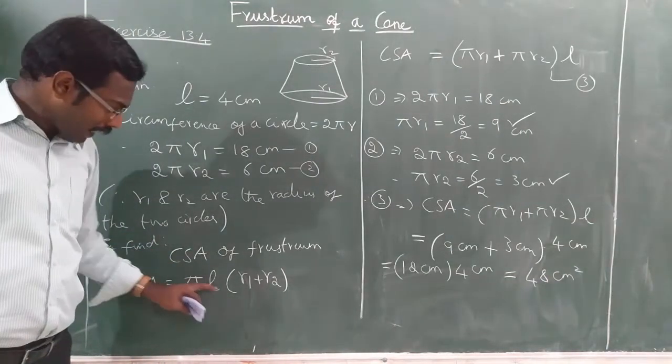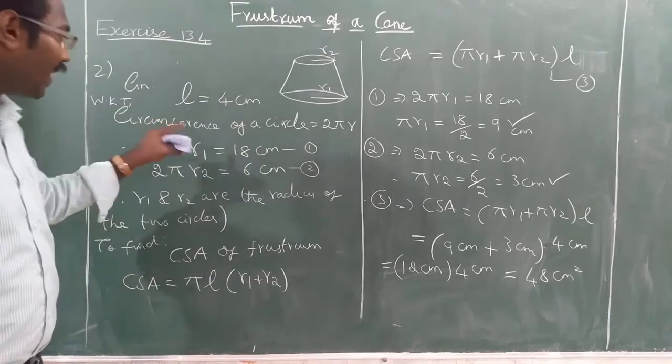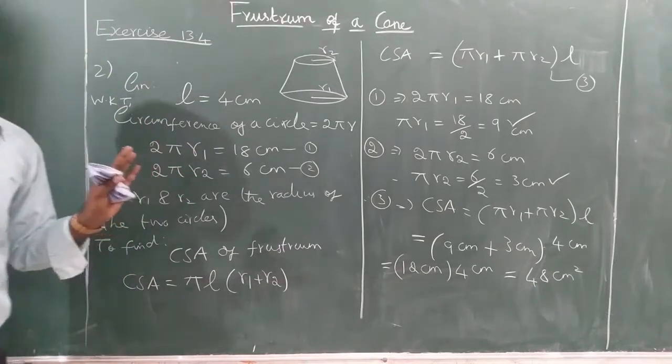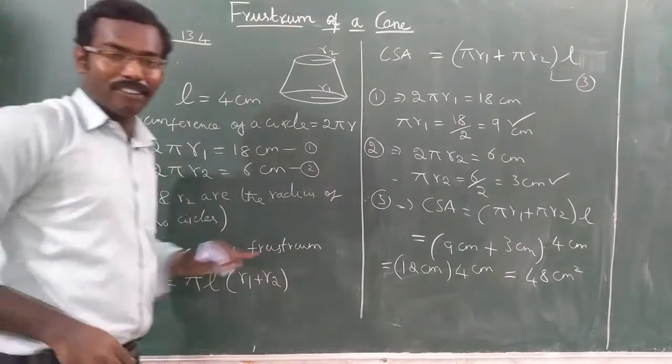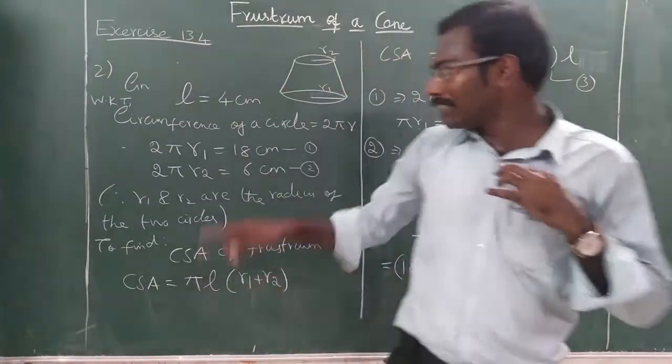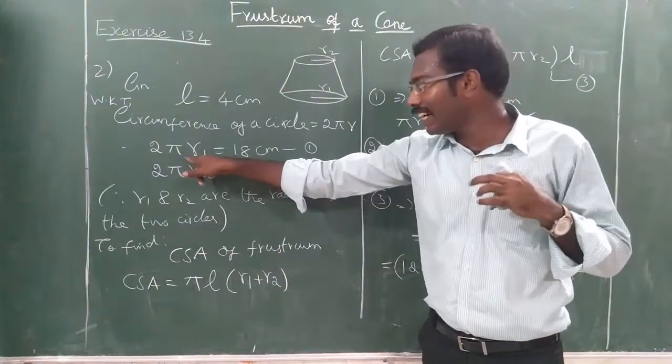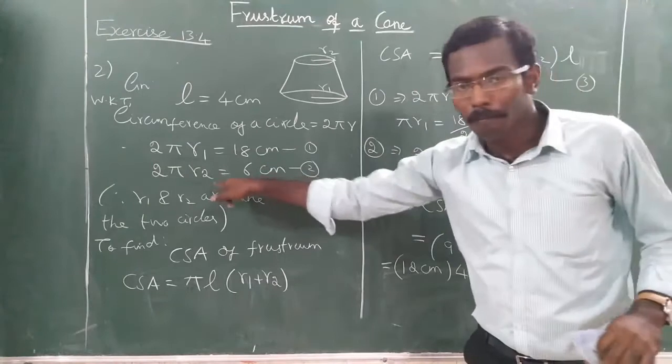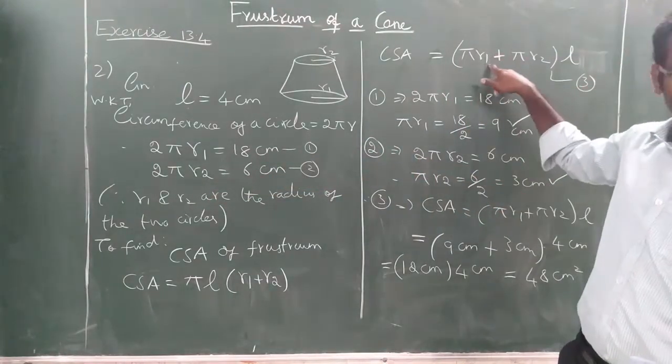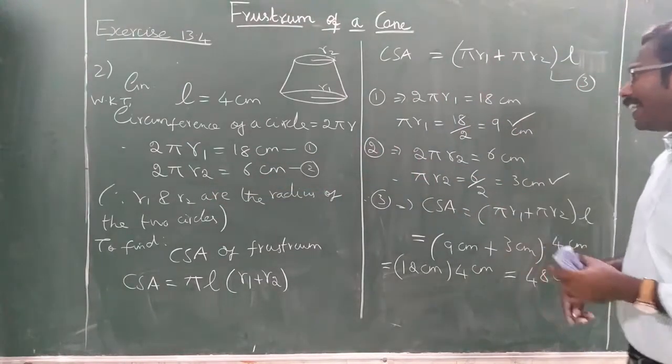The formula is pi L into (R1 plus R2). But here the R1, R2 values are not directly given. Only the circumference value is given. So from the circumference, we calculate pi R1 and pi R2, and apply them in the formula. So I did it like this.